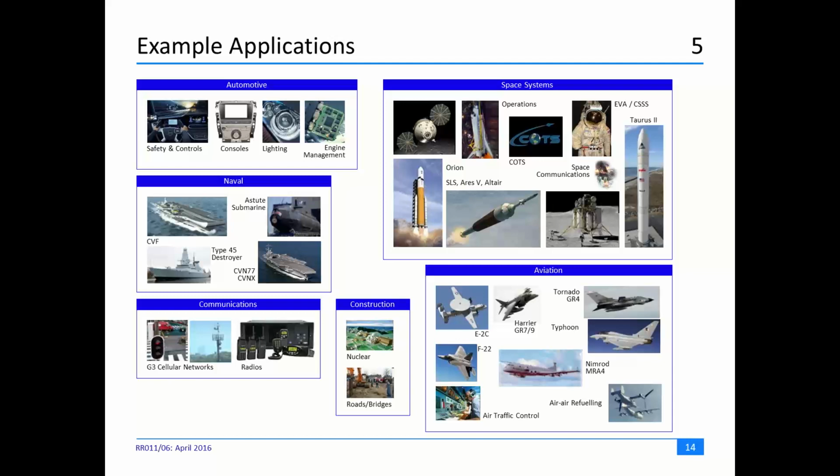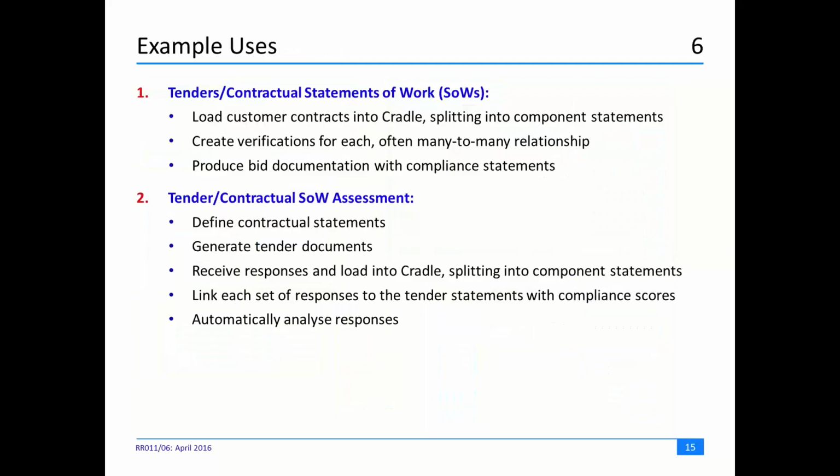Bottom left, communications, that's 3G, 4G, 5G cellular networks and more traditional networks, and construction at the bottom, be that more traditional construction projects or specifically nuclear, where the standard tool across a whole range of new nuclear build projects in the UK, in France, in Finland, in China, and other such places.